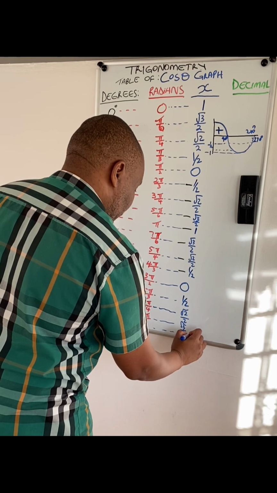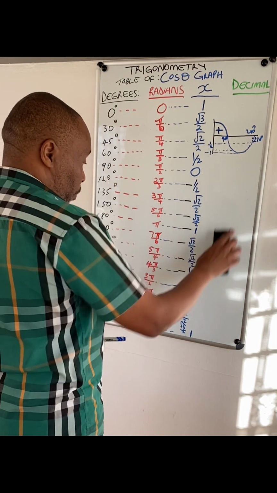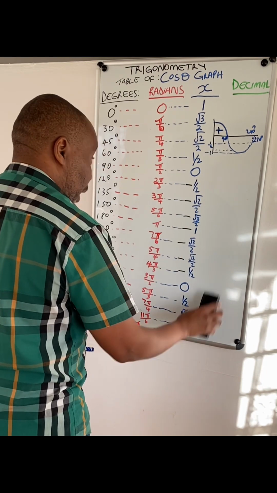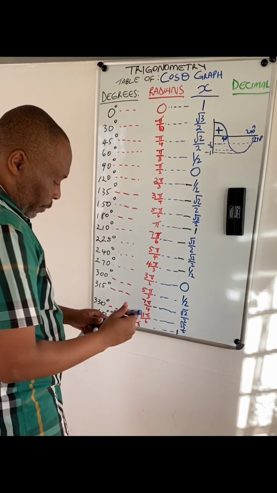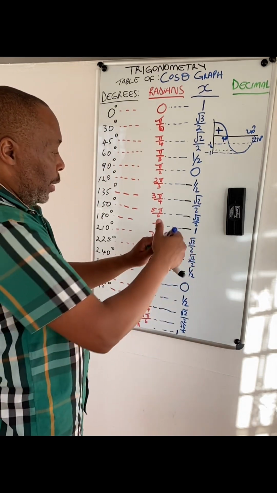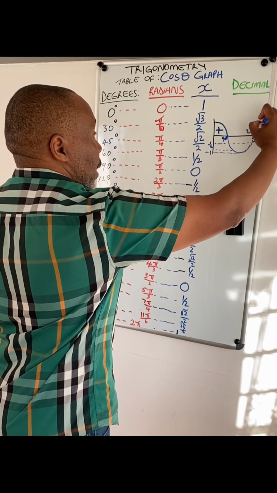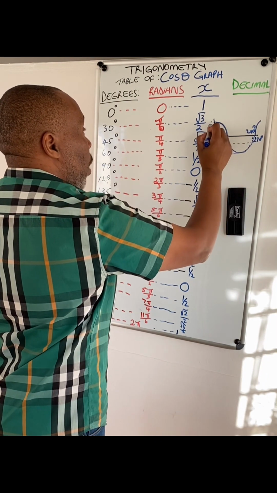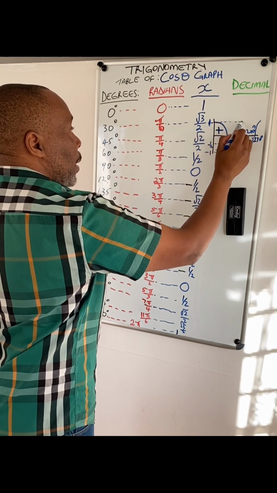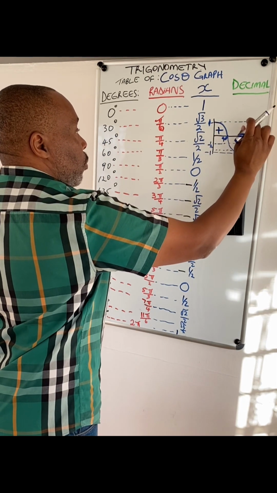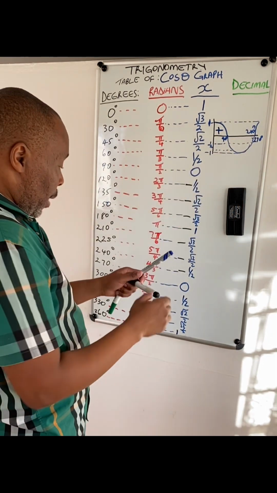Let me put my 1 here, maybe closer to the 360 side, which is this side. At 360, it's 1. It takes us back to the value of 1. Here is our 1. This is where we began. We said 1 is here. So my line should end here.